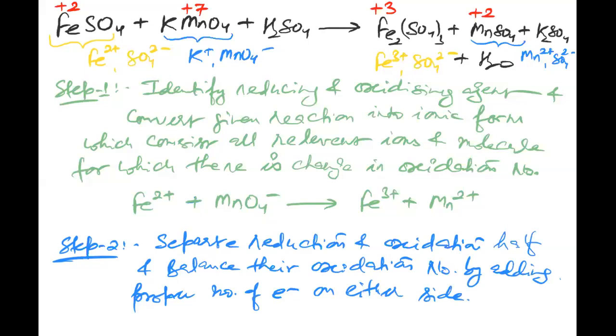So you have to separate the reduction and oxidation halves and balance their oxidation numbers by adding the proper number of electrons on either side. I hope you have noted down step 1 and step 2. For example, step 2 is, in this case, you have to separate the reduction half and the oxidation half.